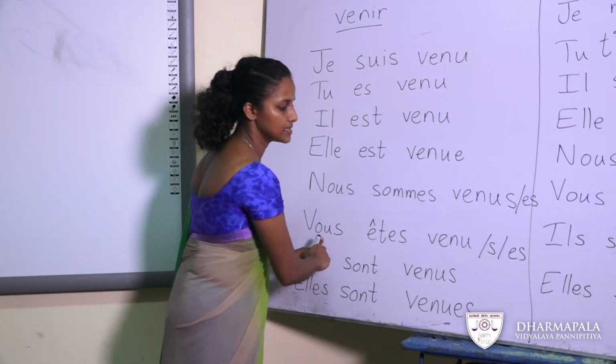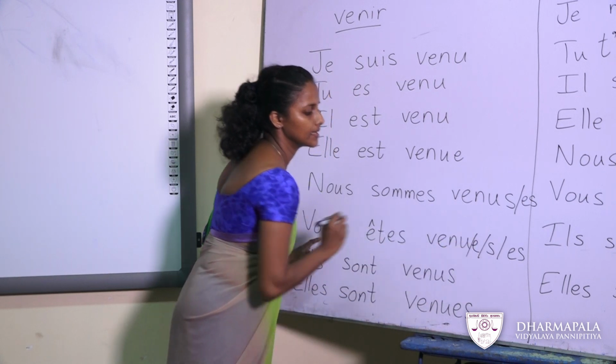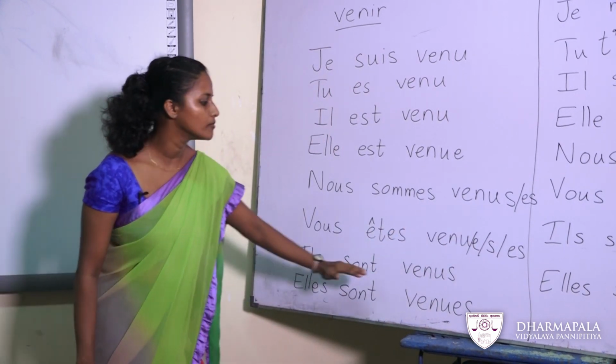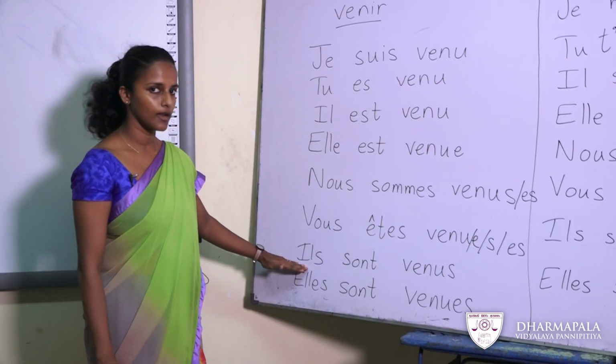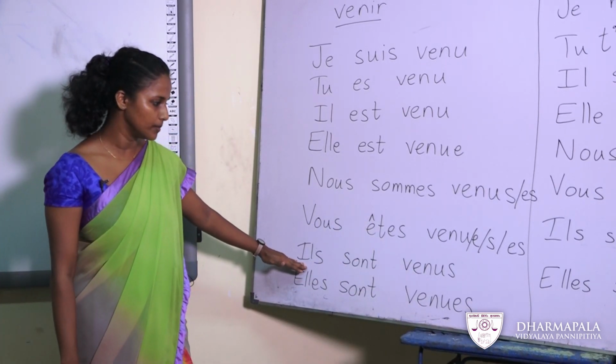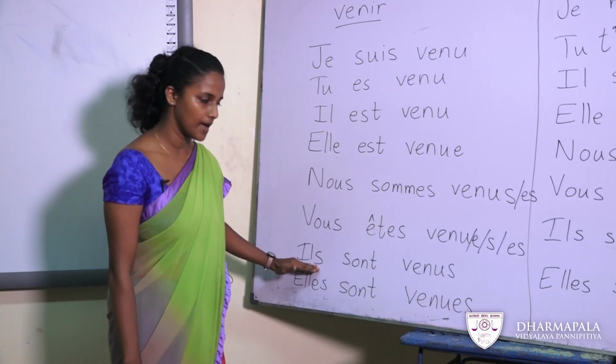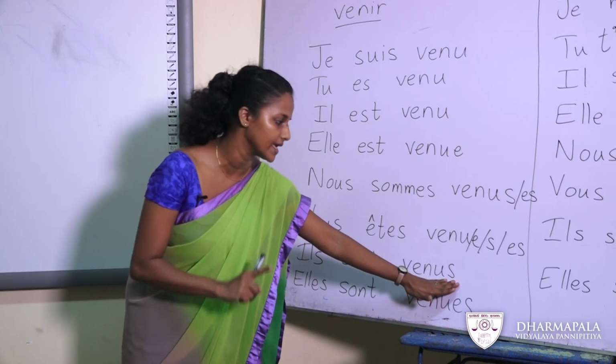And if this person is feminine, we have to add E. There are 3 possibilities, right? And ils sont venus, they came. Now this "they" is for masculine plural. So we definitely know that these people are masculine, so we can add only an S.